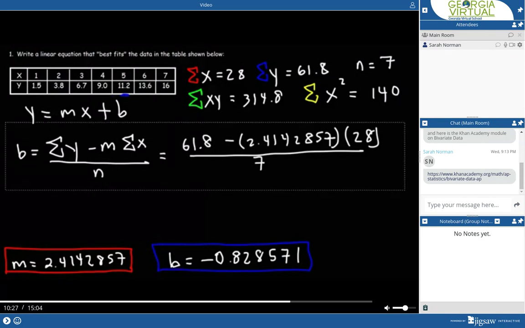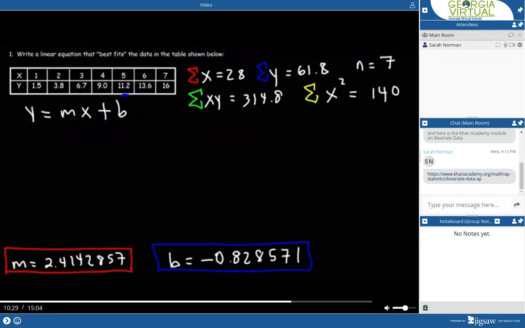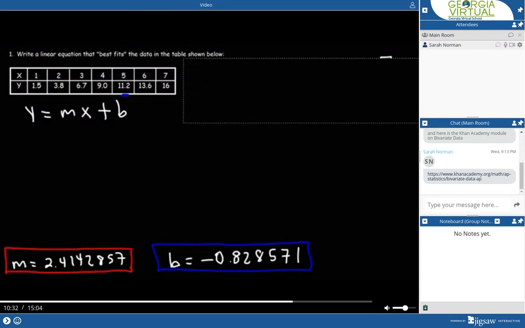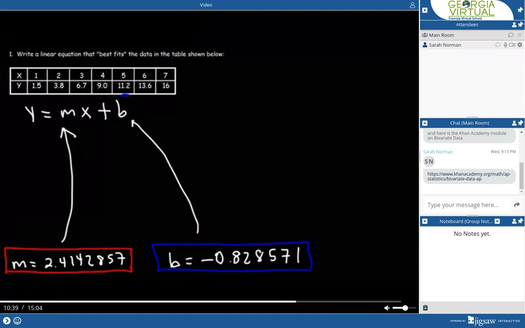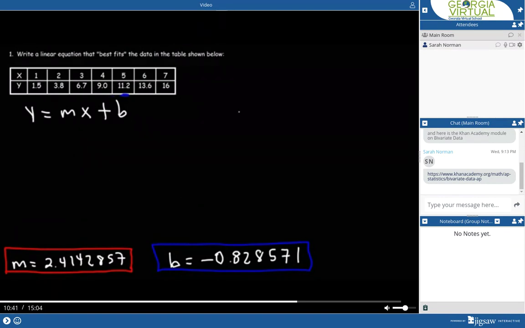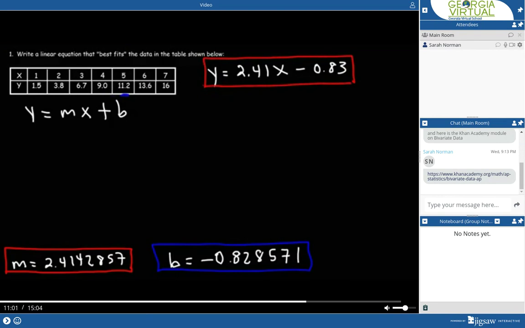Alright, so now let's get rid of this, and we no longer need this information. To write the linear equation, we need to plug in our m value and our b value into the slope-intercept equation. So it's going to be y is equal to, I'm going to round the slope to 2.41, and then I'm going to round b to negative 0.83. We don't need to use the exact answer. This will be a good enough approximation of the data that we have in the table.